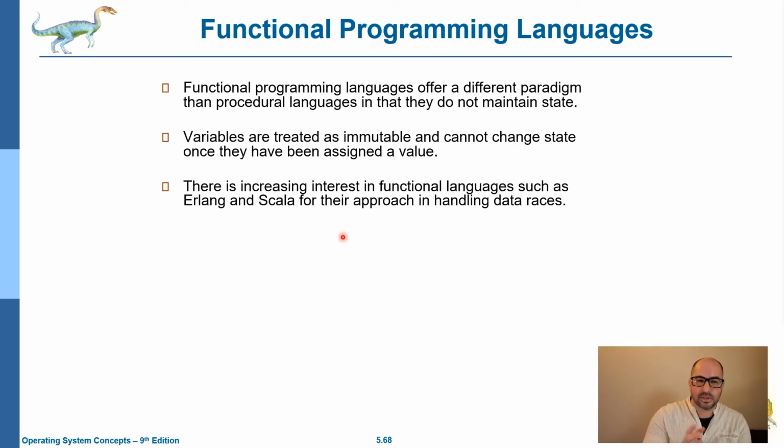So variables, once they're created, can't change state once they've been assigned a value. There are some types of objects in Java that you might declare as immutable, meaning once they're created, they can't be modified. And if all of your objects were that way, then Java would be a functional language. But there are other functional languages. Erlang and Scala are examples of those. And because once the data is created, it can't be changed, there's no concern about consistency between processes, so they've completely avoided the problem.